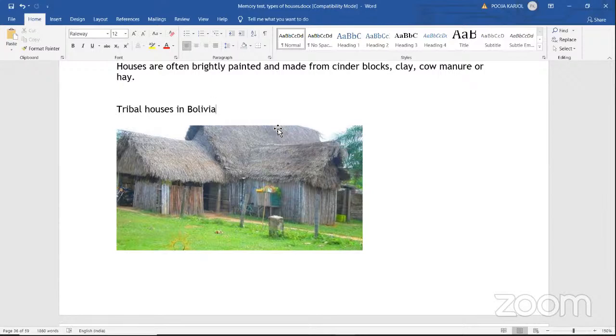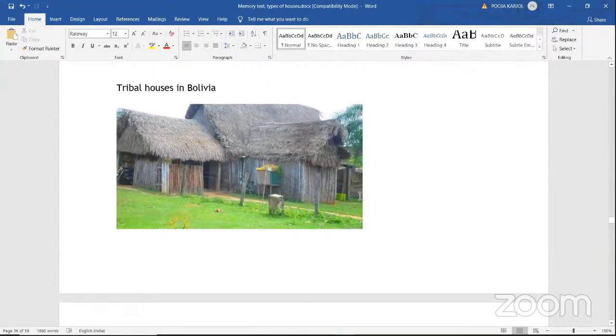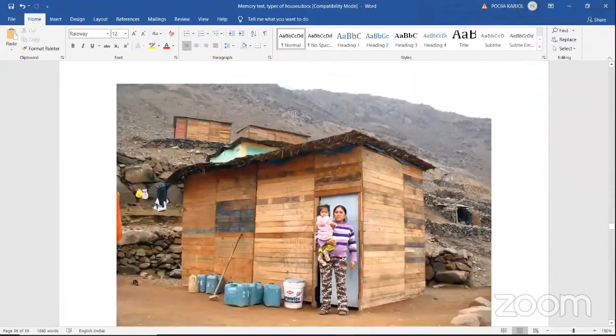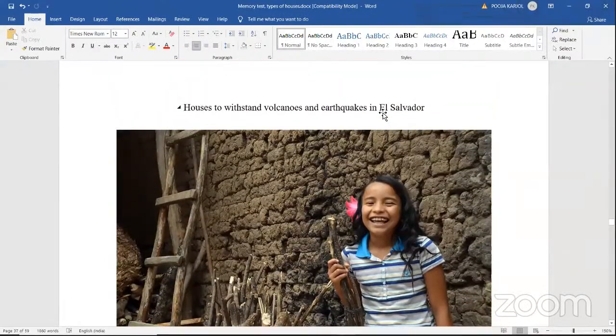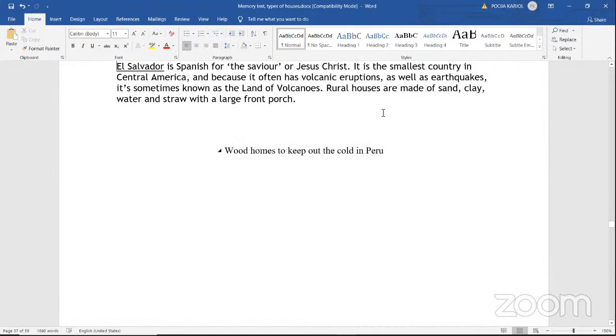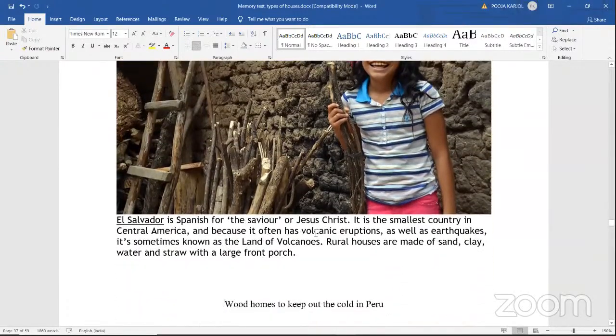Okay. Tribal houses in Bolivia. Okay, these are like this, not much to say. See. Houses to withstand volcanoes and earthquakes in El Salvador. El Salvador is a country in, I think, Central America. It's the smallest country in Central America. See, because it often has volcanic eruptions as well as earthquakes, it's sometimes known as the land of volcanoes. Okay. Rural houses are made of sand, clay, water, and straw with a large front porch.